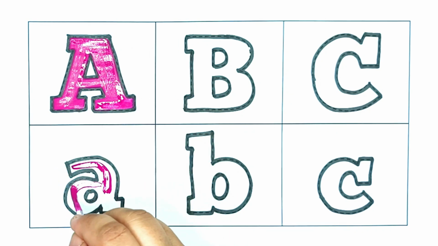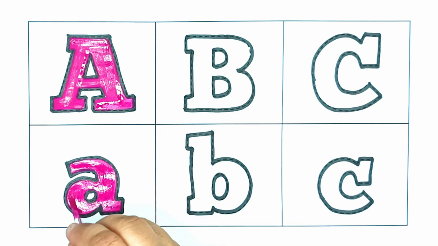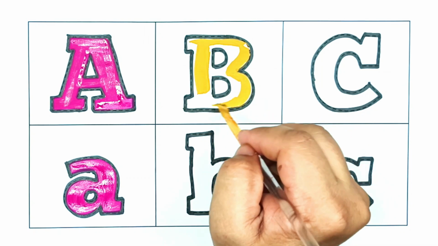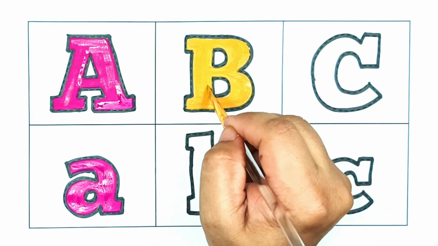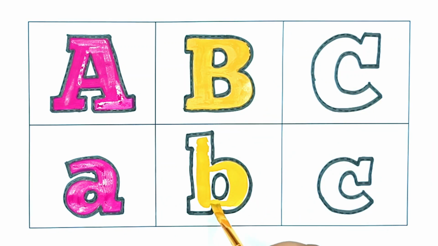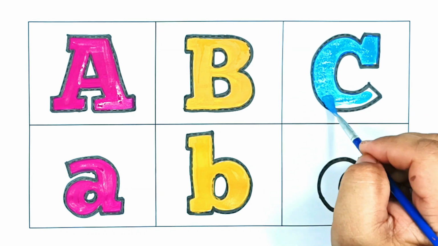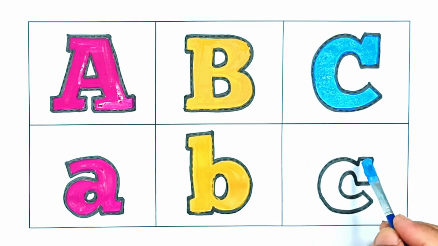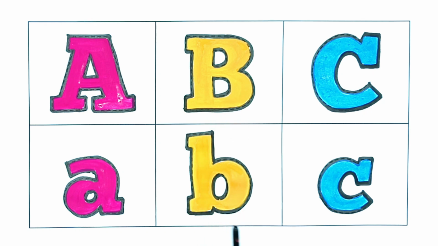A for apple. A for apple. B for ball. B for ball. C for cat. C for cat. A. A. B. B. C. C.